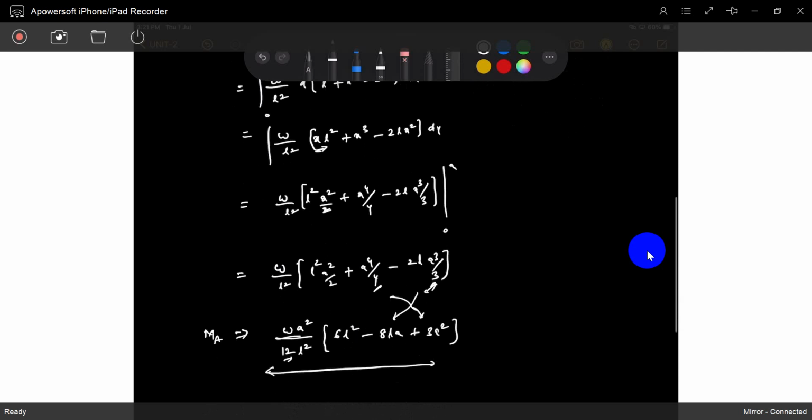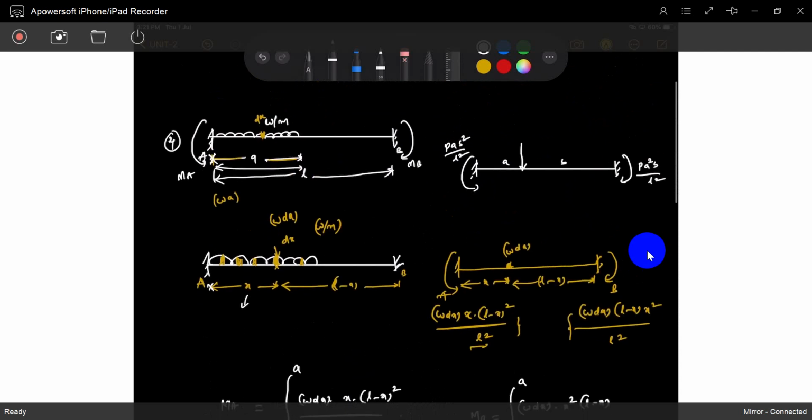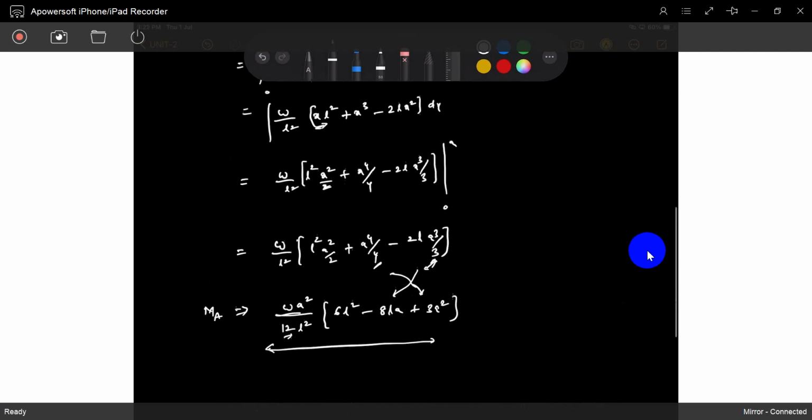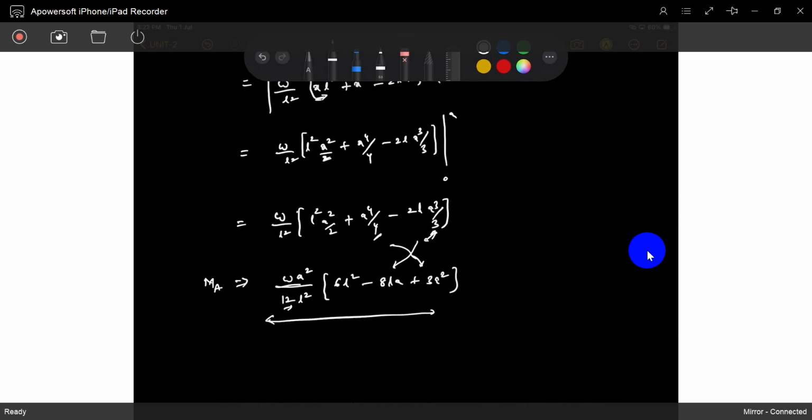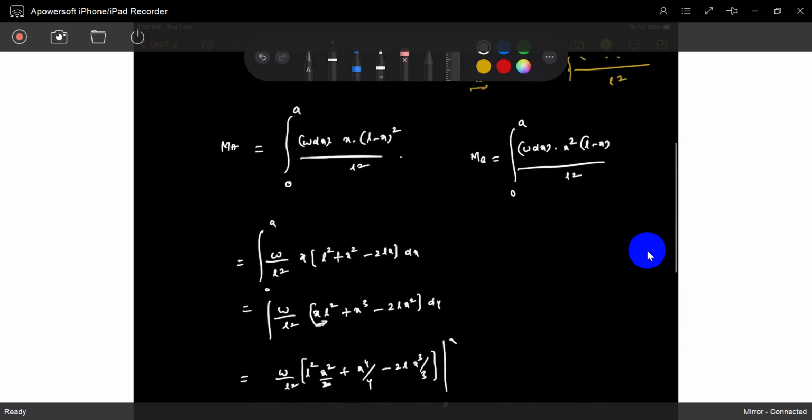If you know the A, otherwise if you put A is equal to L, if A is L, what is that value? If you increase throughout the span, what is that value? WL square by 12. You know it now? Check it. If you put A is equal to L, it will come as WL square by 12. No need to check. Otherwise, you can check.